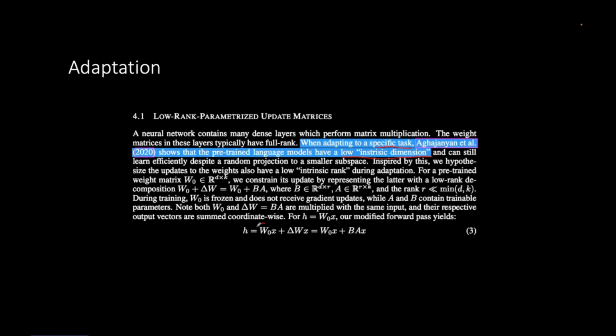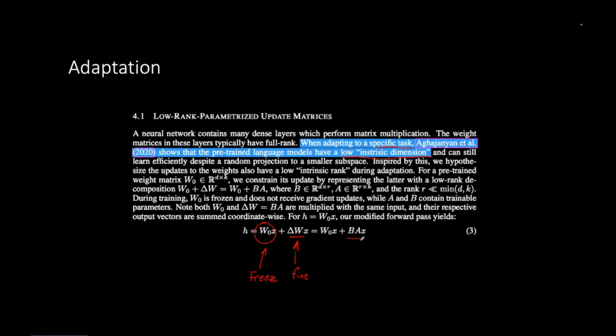Let's say you have a matrix W0 and you add a delta W matrix, and this could be what you are adapting. So this could be the fine-tuning, whereas this one would be the original that you freeze. And so instead of doing delta W, you use two matrices which are of lower rank.